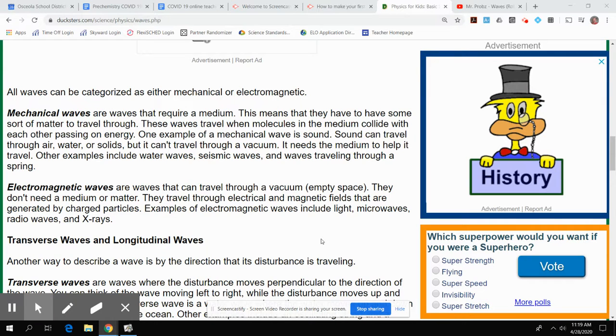Hi guys, it's Mrs. Melcher here, and today I was going to talk to you about waves. Waves is part of our next unit. There are two different categories that waves can be broken down into.